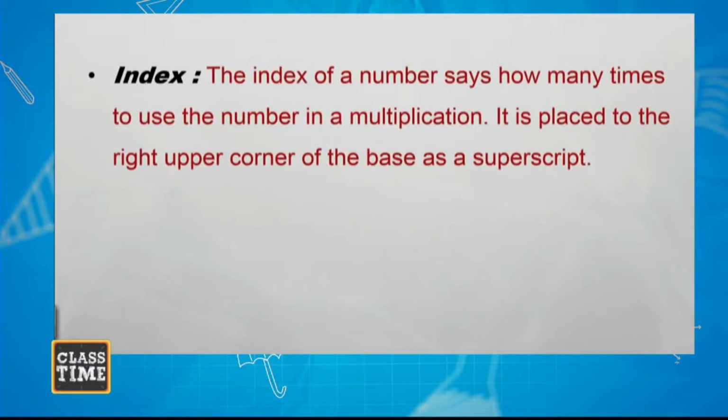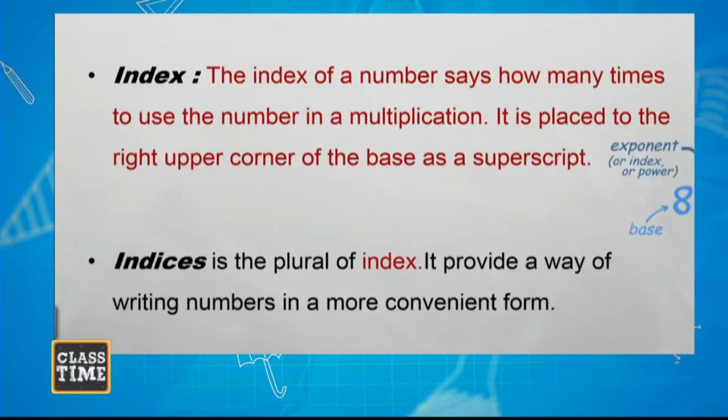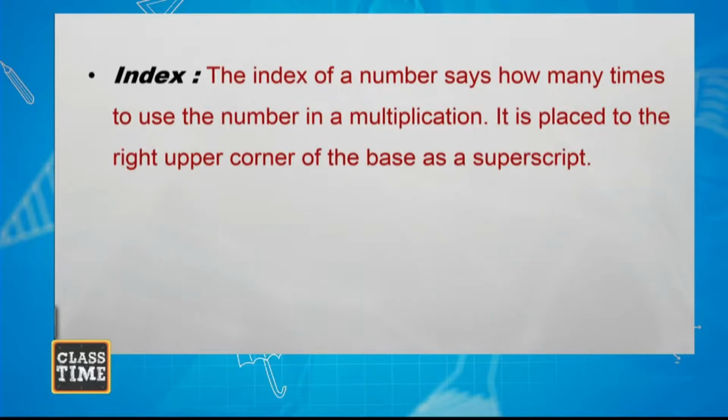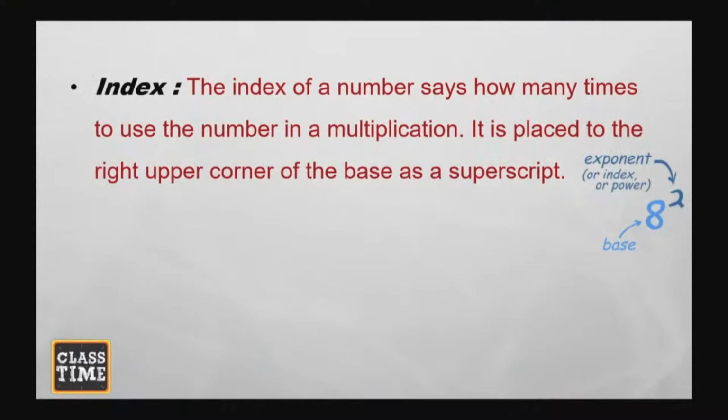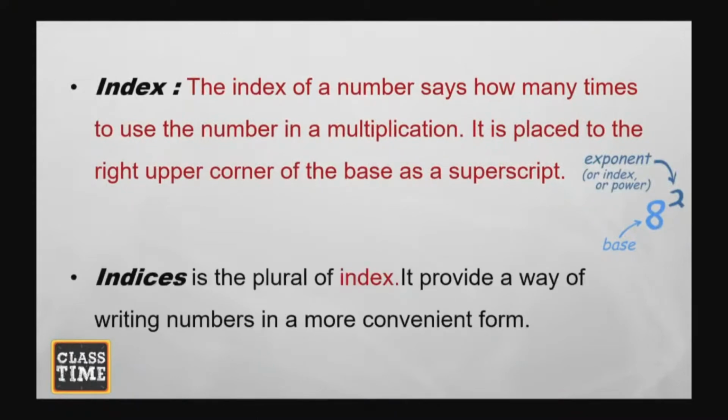Then you have index. The index of a number says how many times to use a number in a multiplication. It is placed to the right upper corner of the base as a superscript. Now let's look at that. So as you can see here, 8 is the base, 2 is the exponent, index or power. Those three words are interchangeable: exponent, index or power. And indices is the plural of index. It provides a way of writing numbers in a more convenient form. So let's take a look at a few examples.